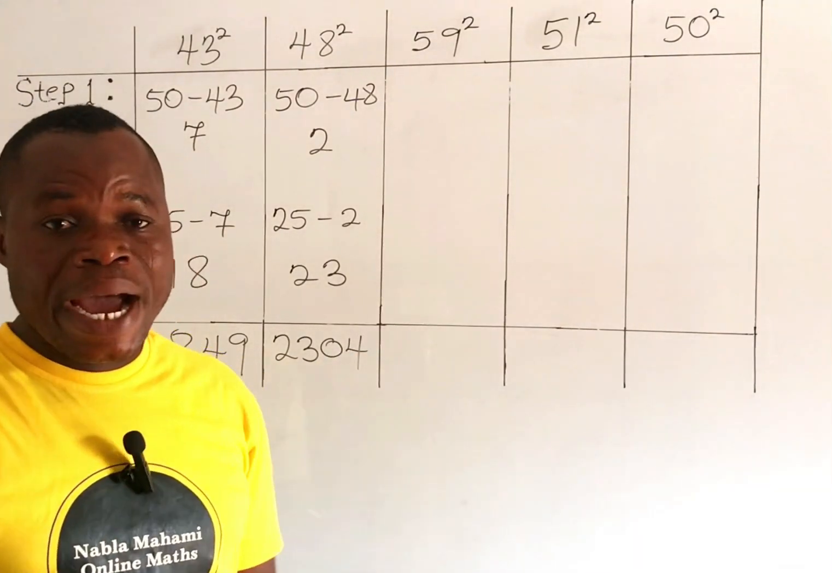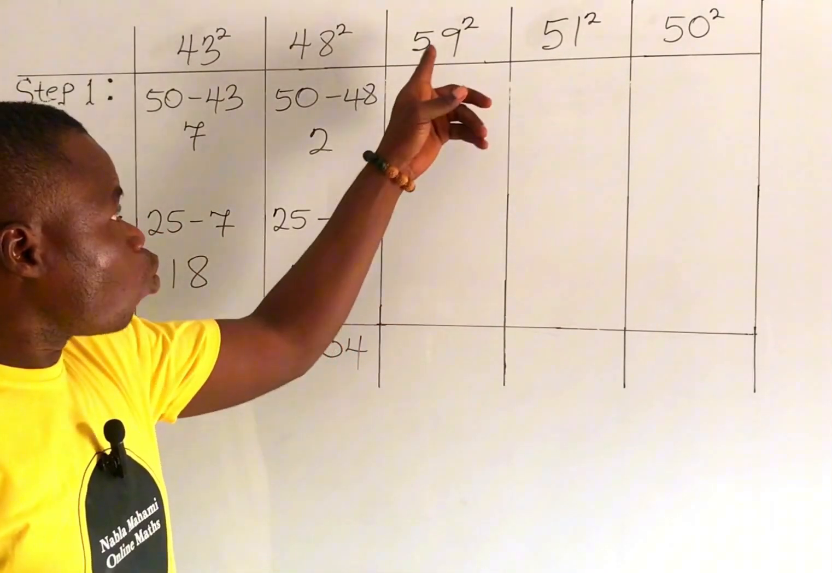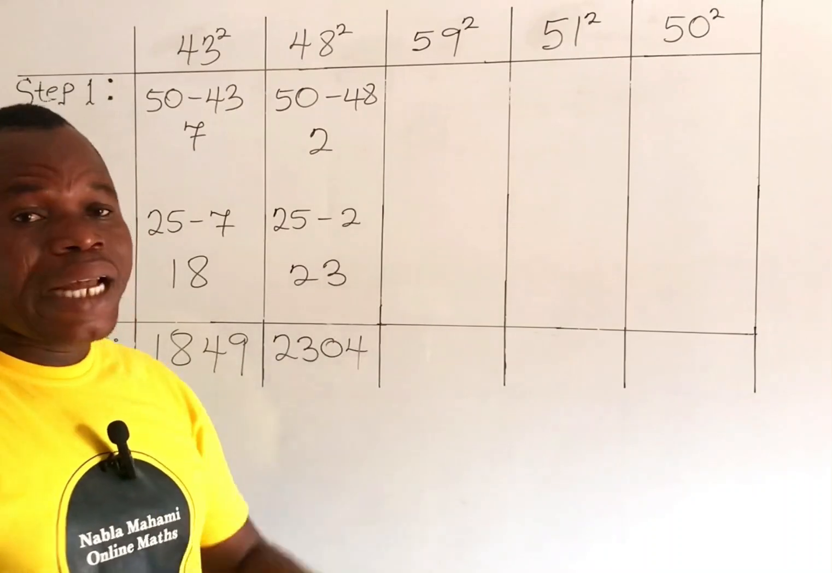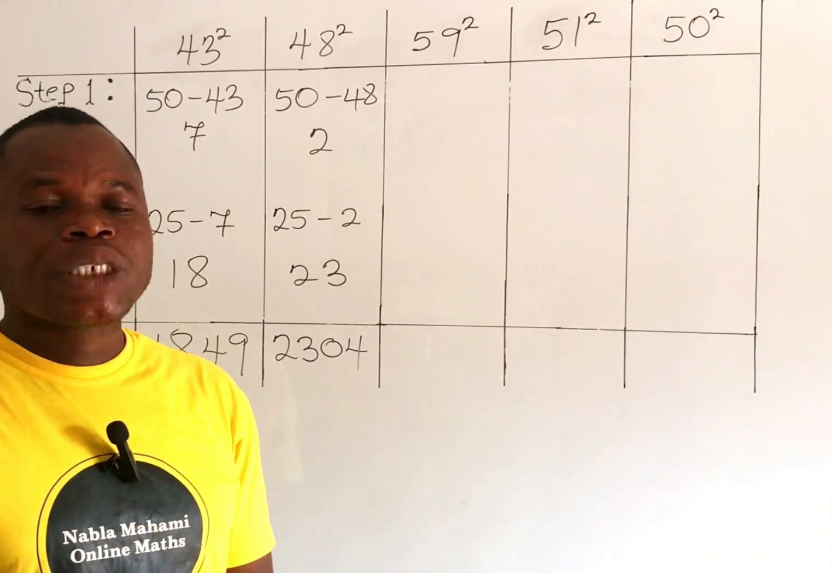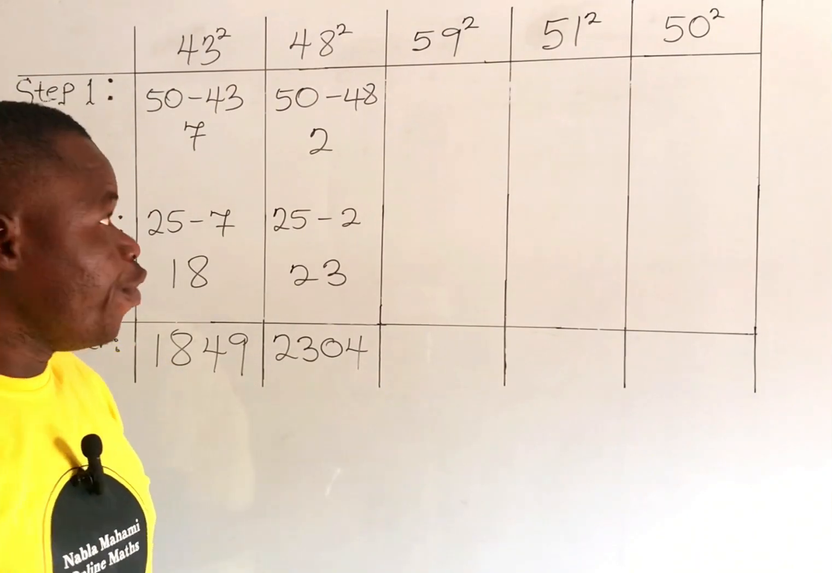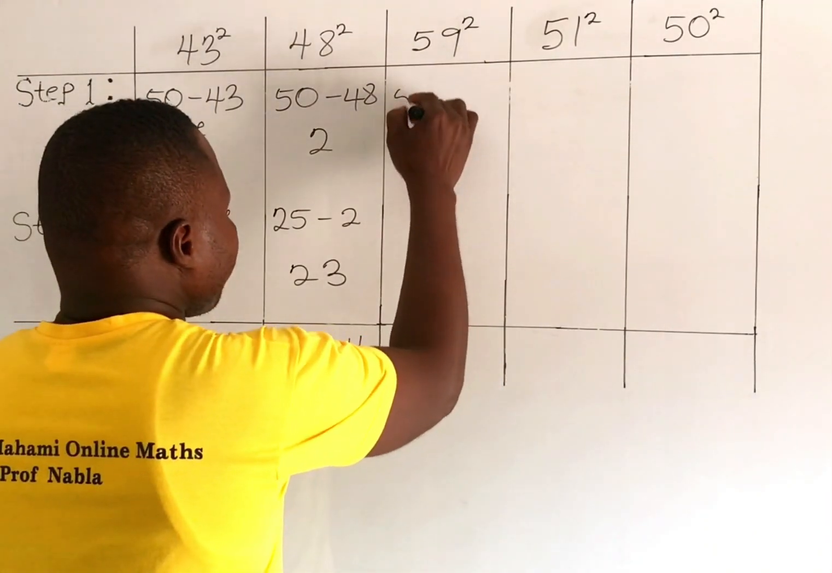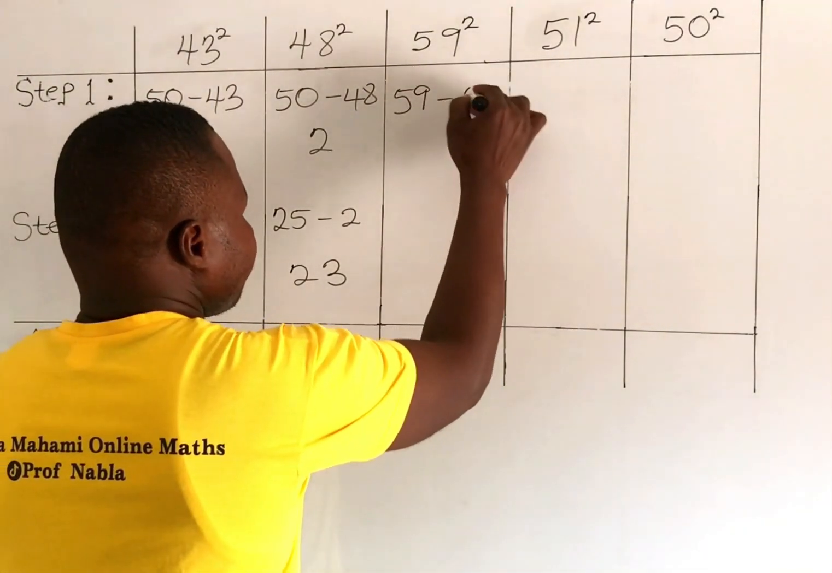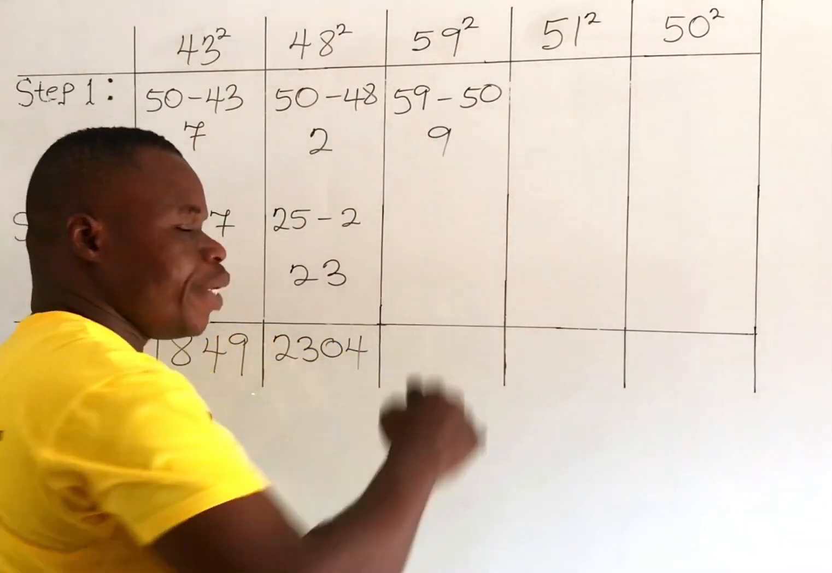Let's go to the next example. We have 59 squared. You see that this one is greater than 50. So this time round, you subtract 50 from 59 since it is greater than 50. So I have 59 minus 50. Then my result will be 9.